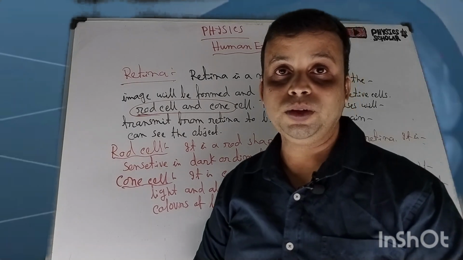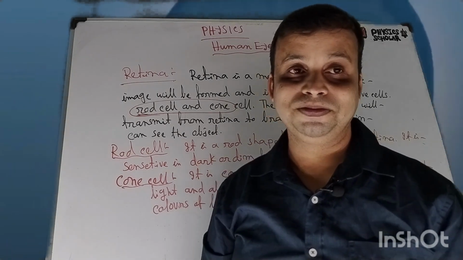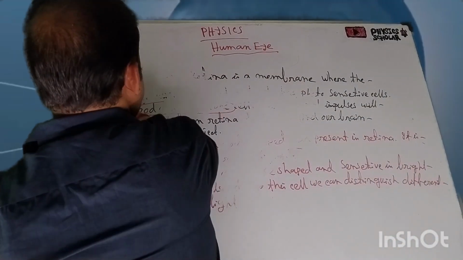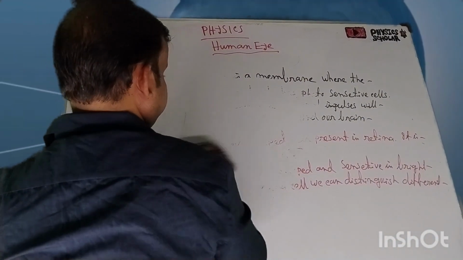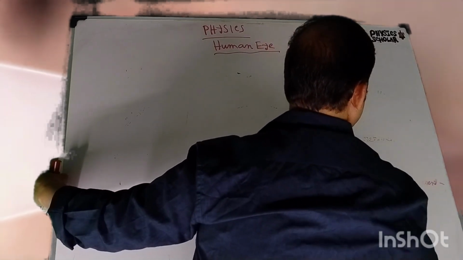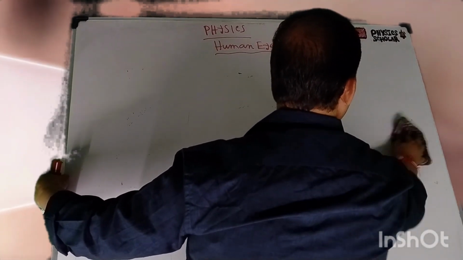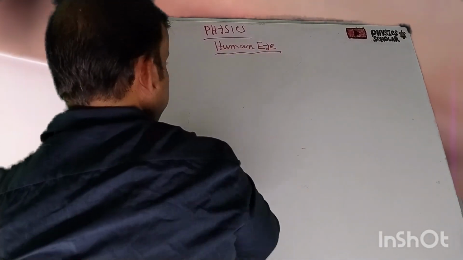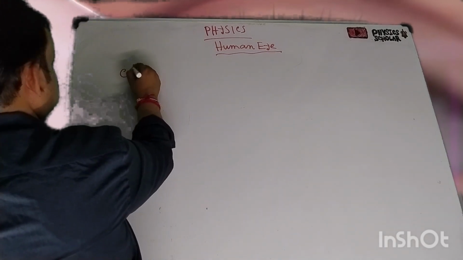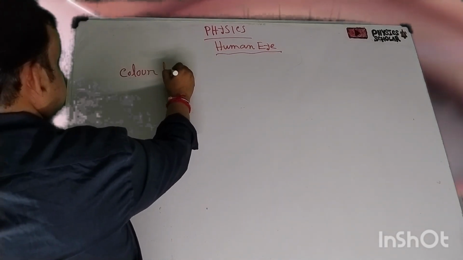Now let us move to the next topic. So students, now let us start the next topic, that is blind spot and optic nerve, that we will do. But before we move to that, we will learn what is color blindness. Color blindness.